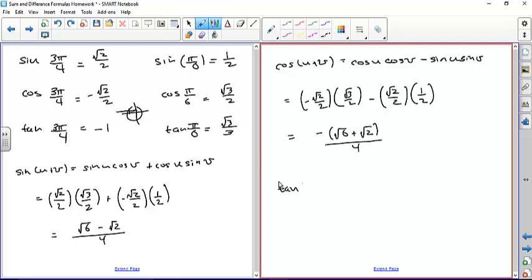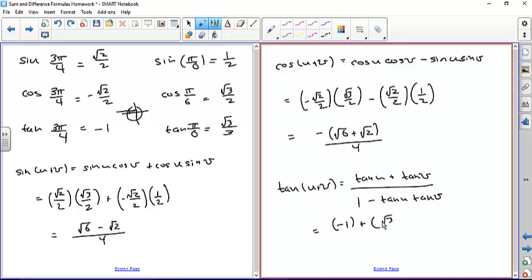Okay, so the tangent of u plus v is the tangent of u plus the tangent of v, divided by 1 minus the tangent of u times the tangent of v. So let's see, we got tangent of u, negative 1. Tangent of v, square root of 3 over 3, divided by 1 minus tangent of u times the tangent of v. And that's your answer. But we got to simplify it here.